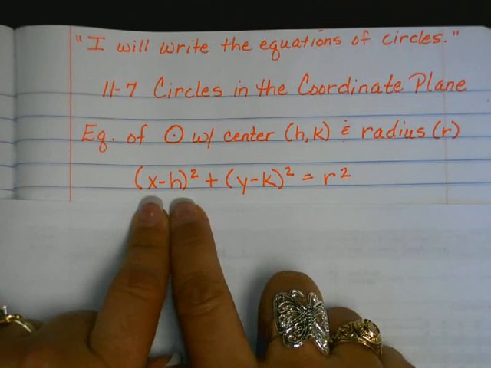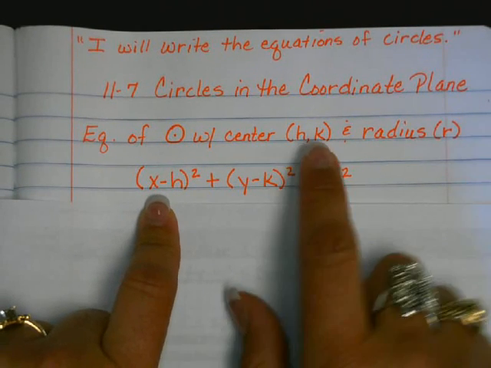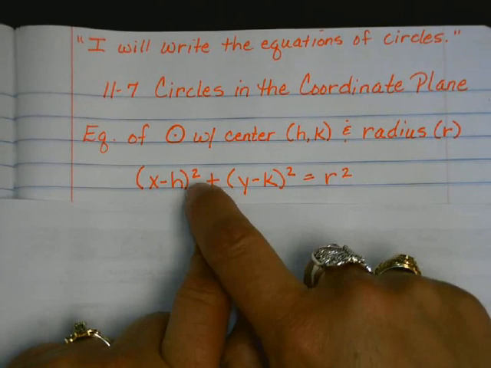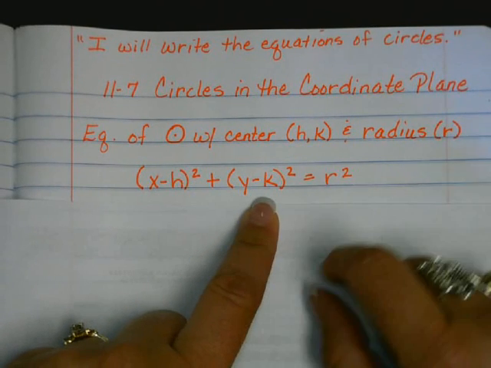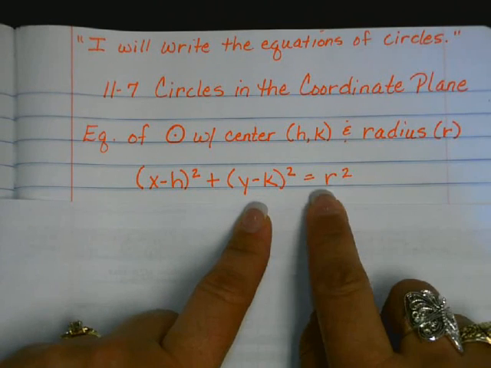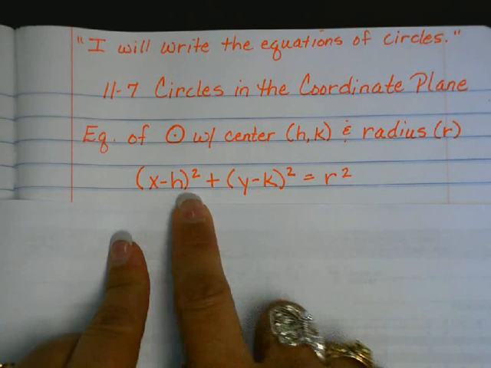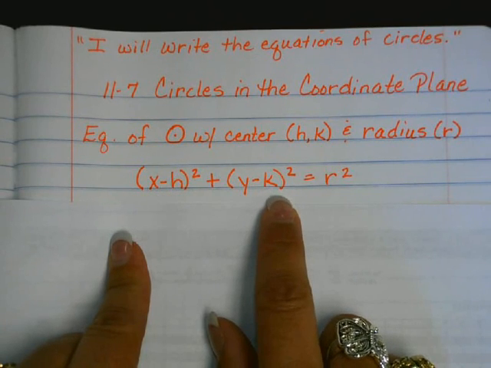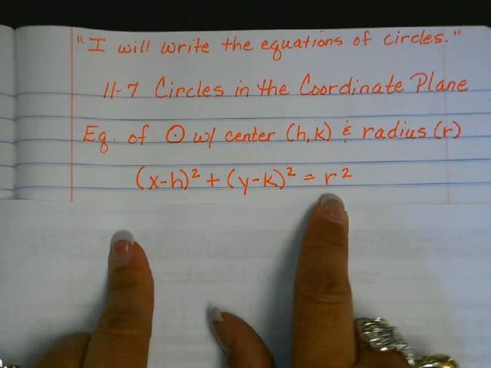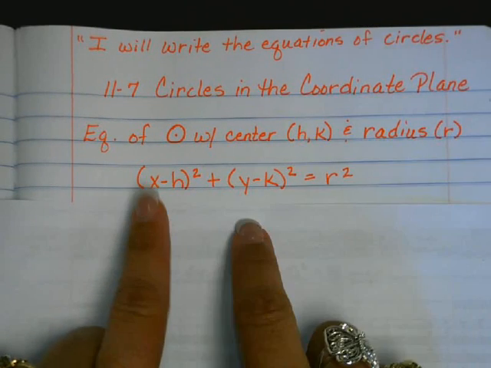(x − h), remember that's the x coordinate of your center of the circle, (x − h) squared, plus (y − k), which is the y coordinate of your center, squared, equals the radius squared. So once again, (x − h)² + (y − k)² = r². Notice why they had to use two different letters for x and y, because those are already used.